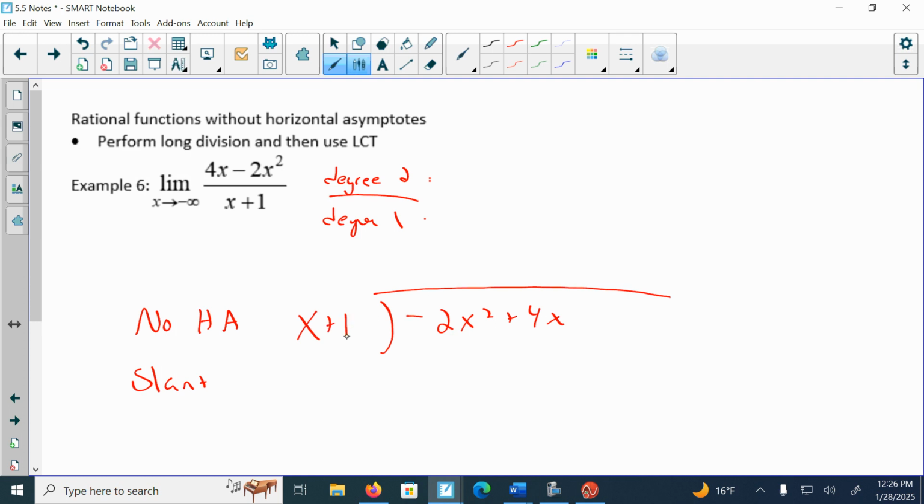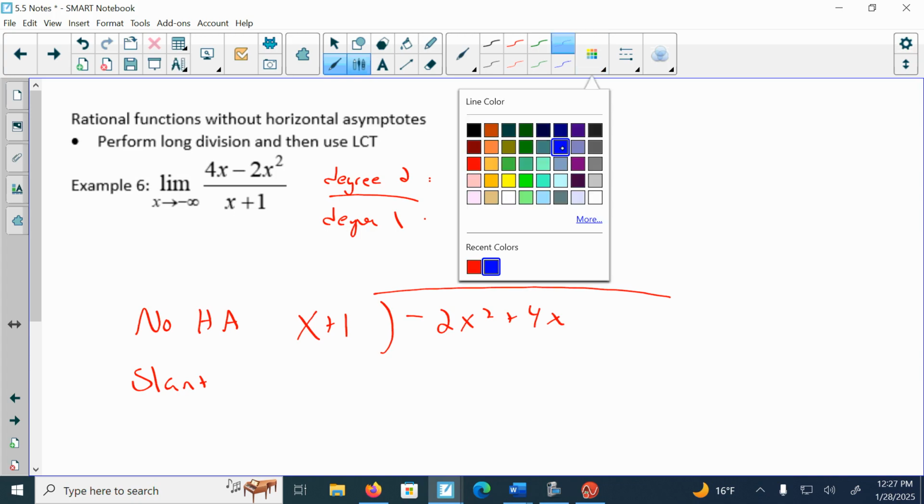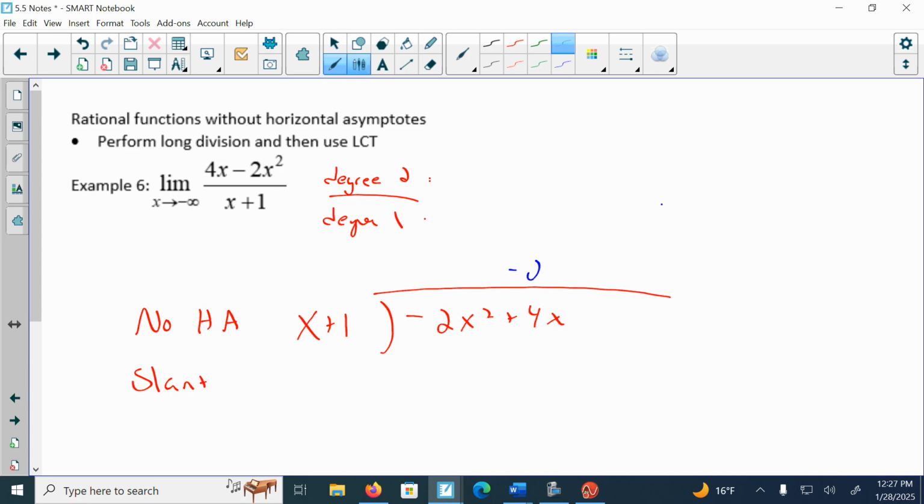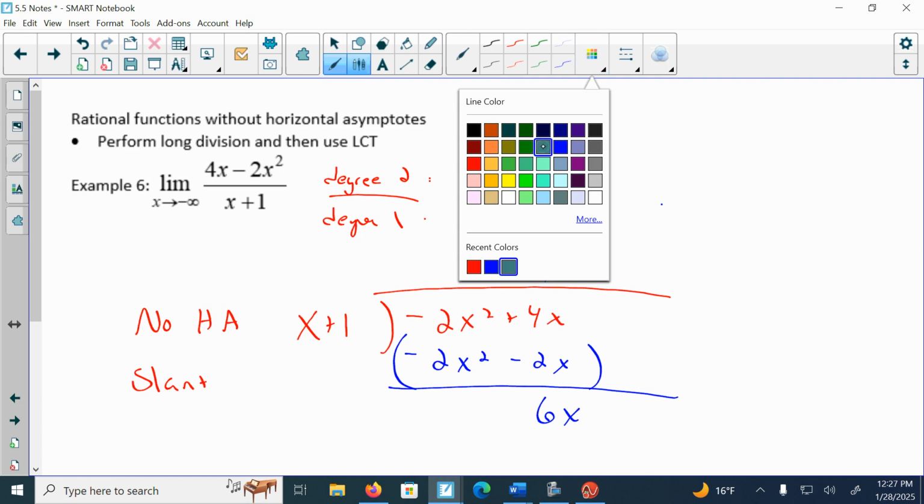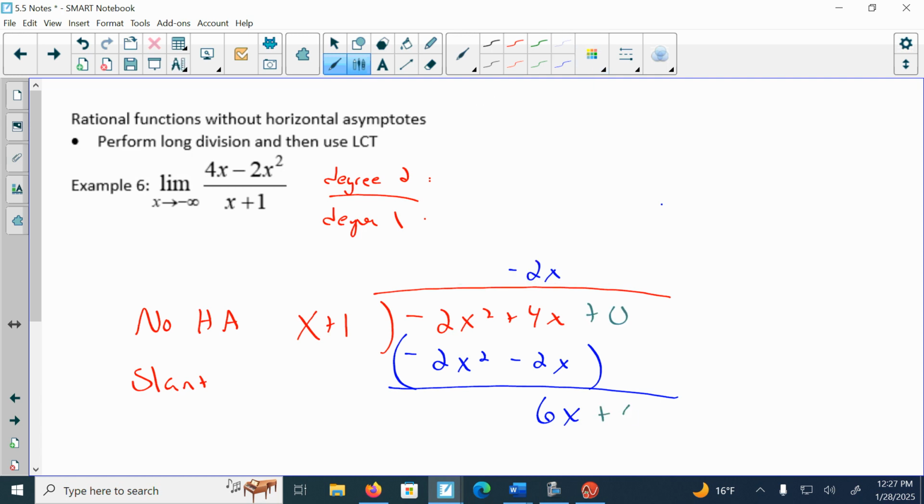Then I ask myself, and I should only have to do this 2 times, what would I have to multiply x by to get negative 2x squared? And you tell me negative 2x. So negative 2x times this x is negative 2x squared, and negative 2x times this 1 is minus 2x. Then I'm going to subtract. So negative 2x squared minus negative 2x squared would be 0. 4x minus the negative 2x would be 6x. There's nothing written here, so I'm going to add plus 0, and bring that 0 down.